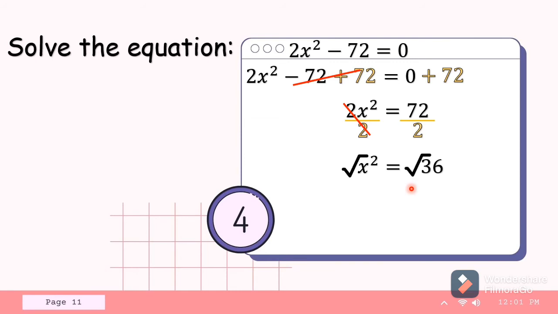Then, let's take the square root of both sides since wala nang kasama si x squared. Square root of x squared will be x, and square root of 36 will be positive and negative 6. So, this will be the solution for 2x squared minus 72 is equal to 0.